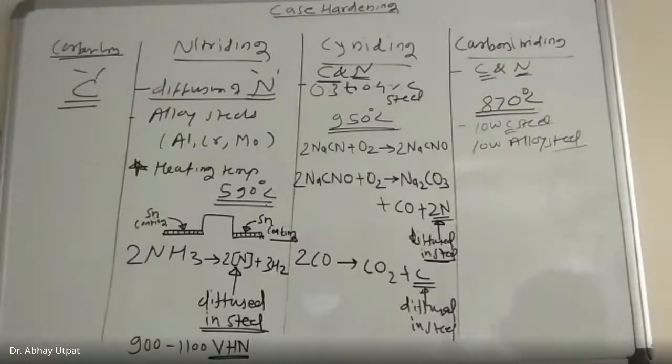A gas mixture is passed in the furnace at around 870 degrees Celsius.